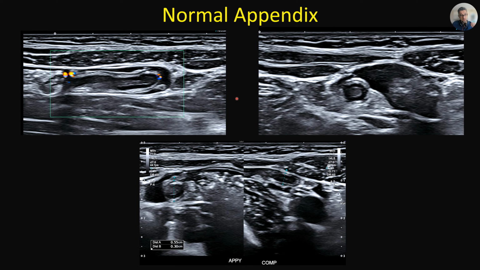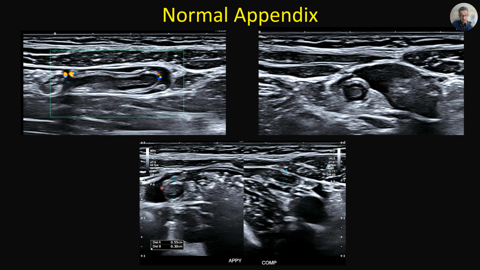Okay, another normal case measuring 5.5 millimeter, but there is thickening of lamina propria, so there is lymphoid hyperplasia. There is no hyperemia, but there is some simple fluid around the appendix in this image, but in other images, the fluid is not actually only around the appendix. The fluid is in the right lower quadrant and it's free.